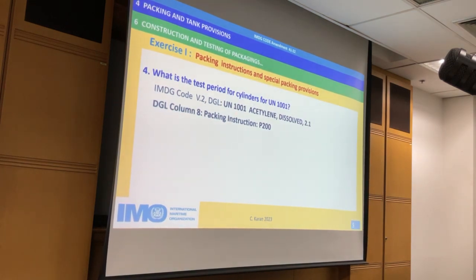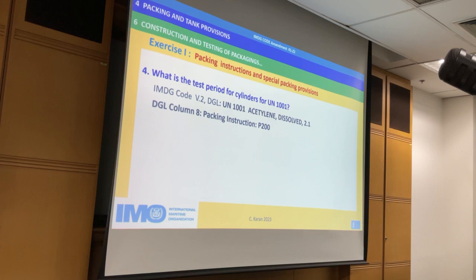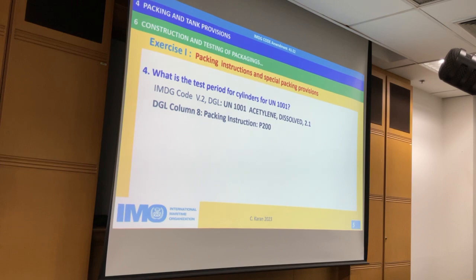What is the test period for cylinders? This is something different. I will show you a completely different part in the IMDG Code, okay, for gases. What is the test period for cylinders for UN 1001? Let's go to the dangerous goods list, find 1001. Which gas is it? Let's see. Yes, you will find acetylene, dissolved, 2.1 flammable gas. 1001.